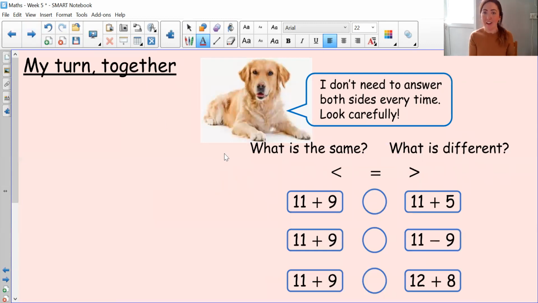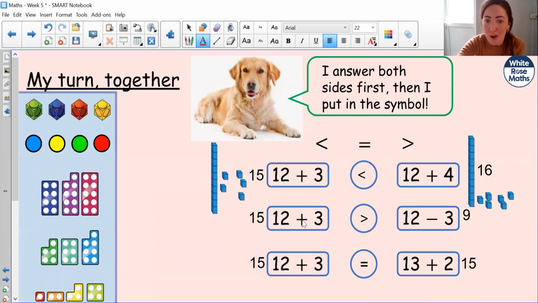Okay, now Stevie's saying, I don't need to answer both sides every time. Look carefully. So this is what I was talking about in the last slide. 12 add 3, 12 subtract 3. Now it's both starting from 12, but we were adding 3 here, so the number would be getting bigger. And we were taking away 3 here, so the number will be getting smaller. So we didn't even need to work it out to know that 12 add 3 would be greater than 12 subtract 3.